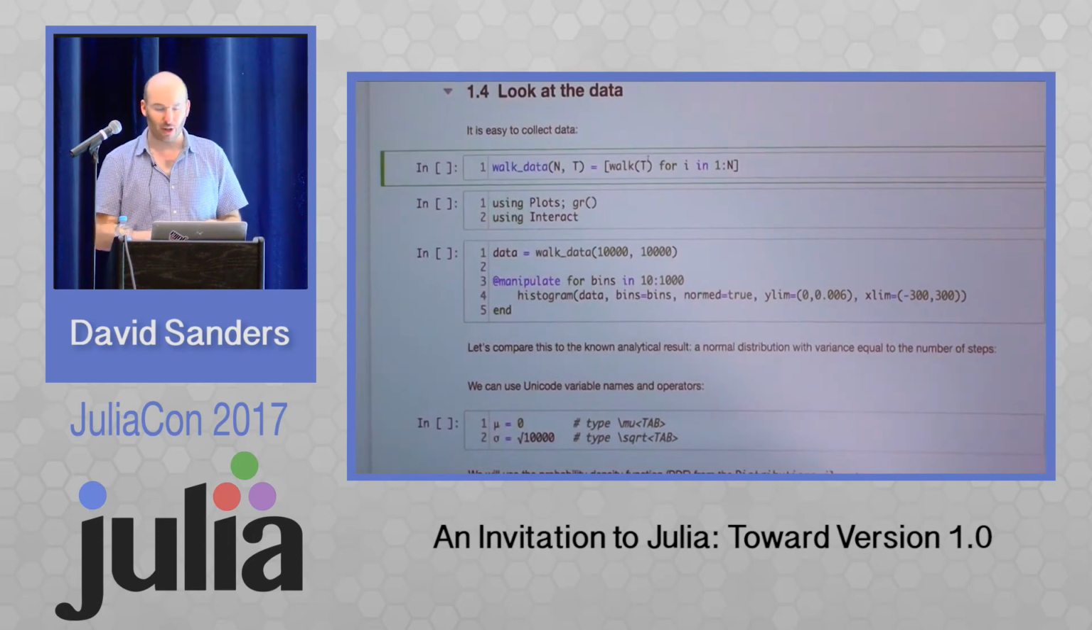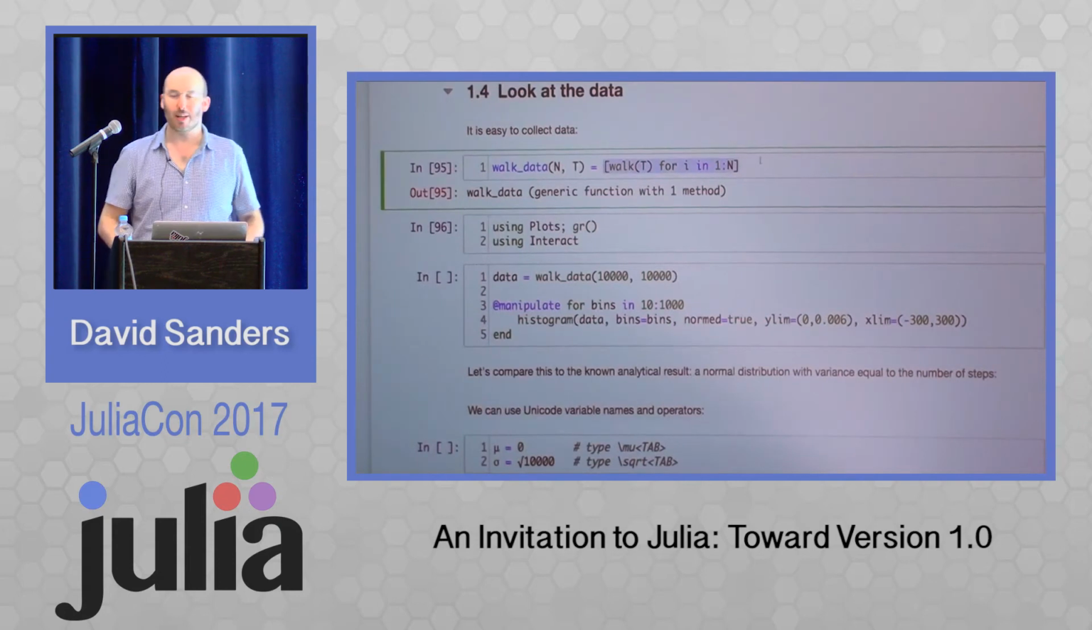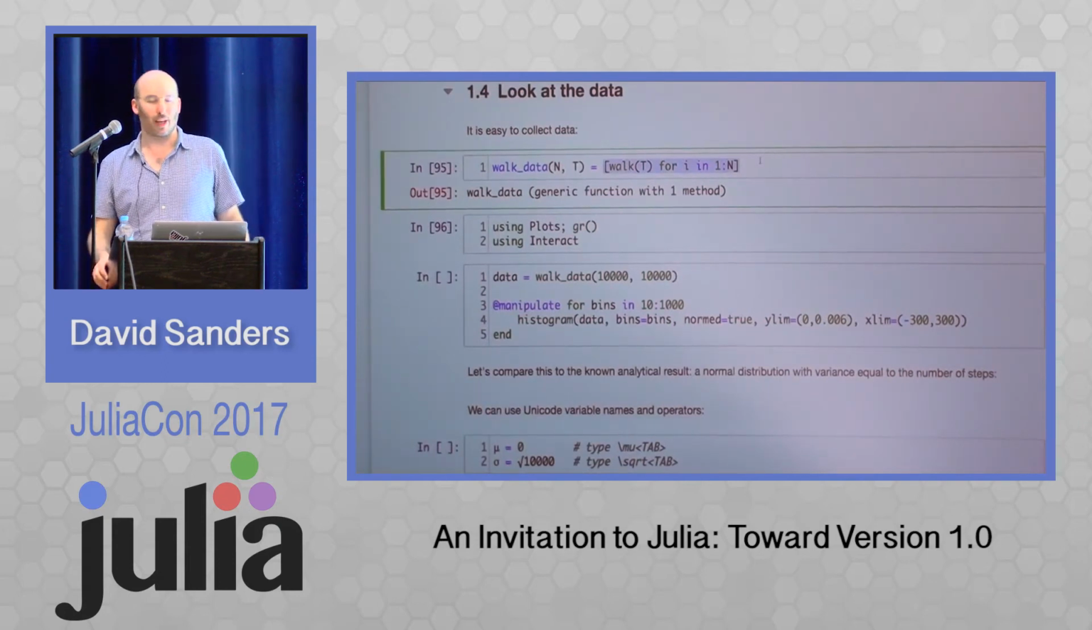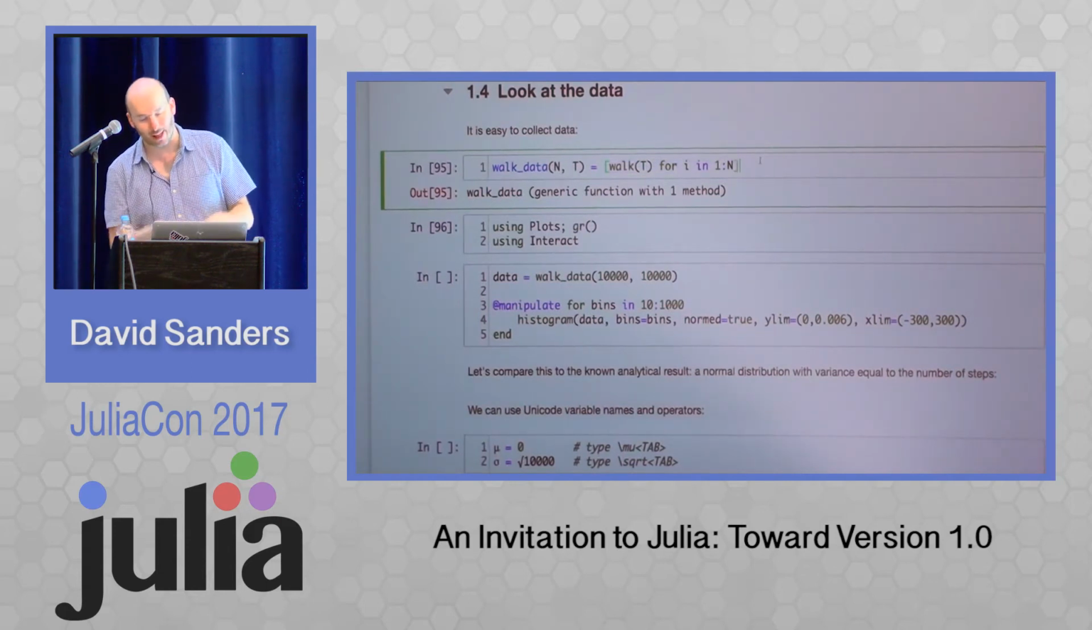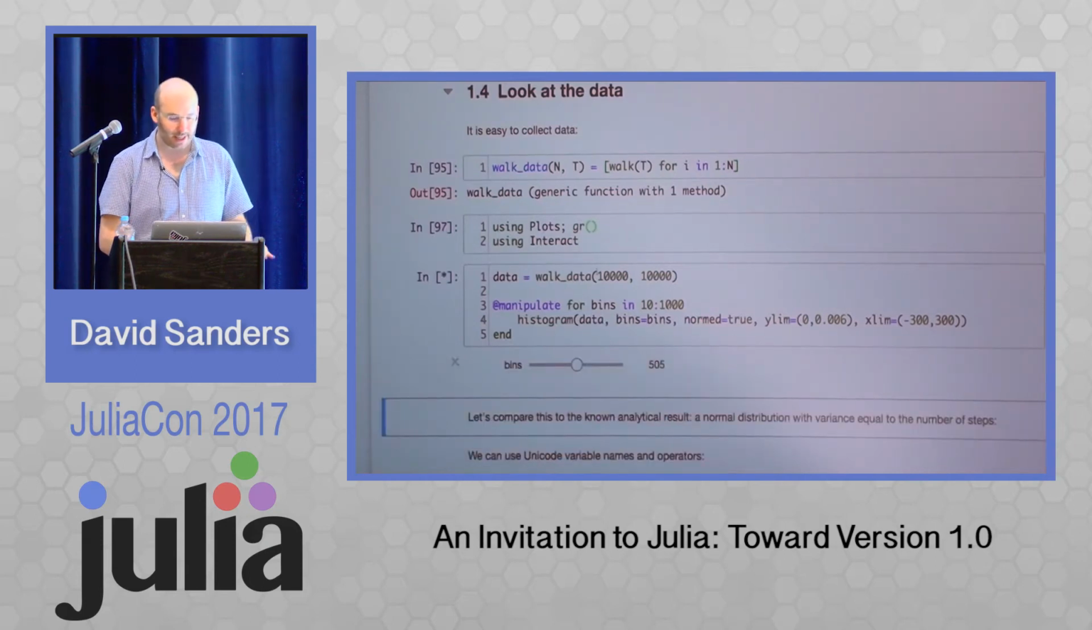So let's collect some data and look at it. Usually the default way to create an array should be an array comprehension, in my opinion. If it's a nice simple array where you're just looping over the same thing n times, just use an array comprehension. And so I'm going to calculate the data.